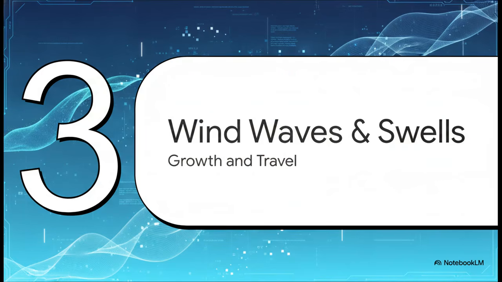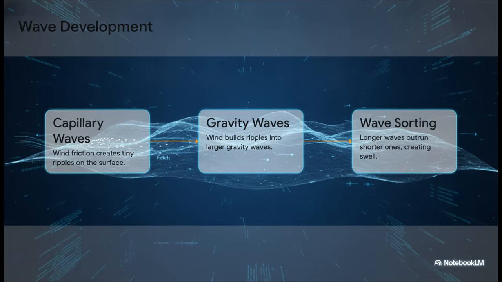Section 3, wind waves and swells. Let's fast forward our simulation a bit and watch how our freshly birthed deep-water wave actually grows and travels across the vast open ocean. Our wave grows in a very specific sequence. Step 1. Wind friction creates tiny ripples called capillary waves. Step 2. If the wind keeps blowing over an uninterrupted distance, a vital parameter we call the fetch, it grips those ripples and builds them up into much larger gravity waves.